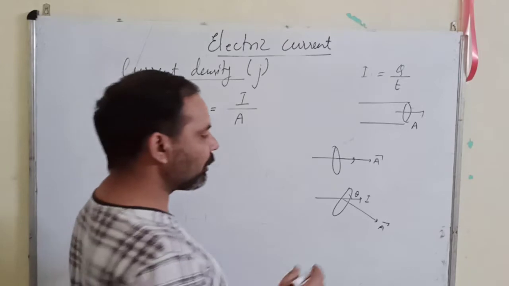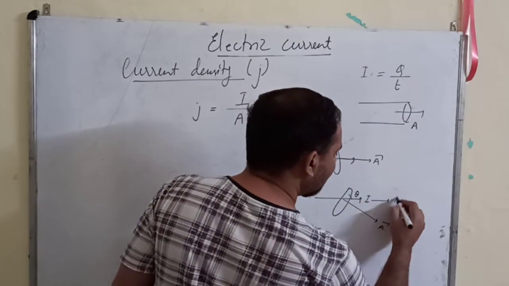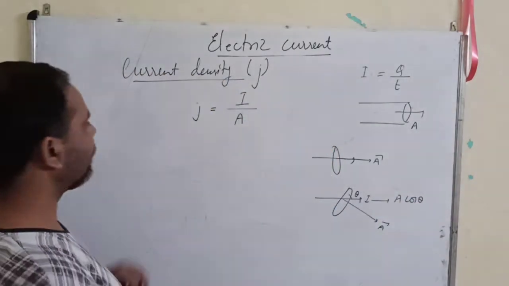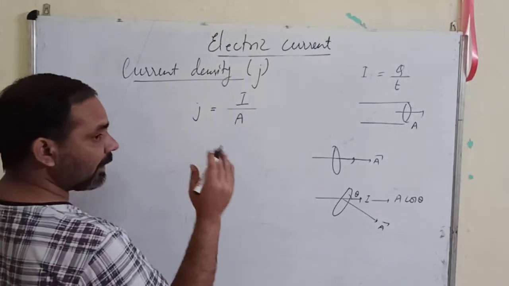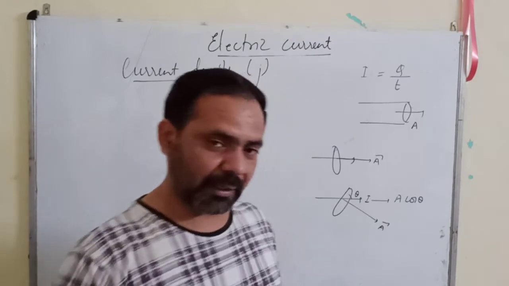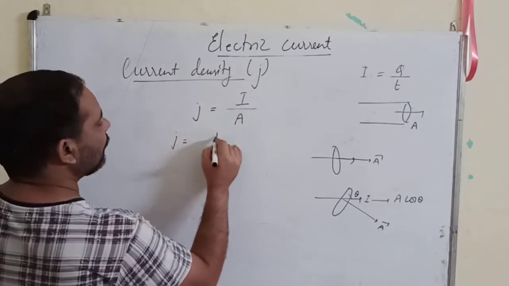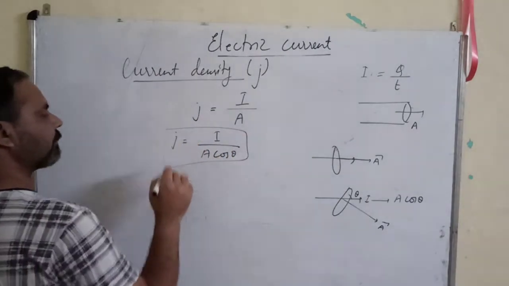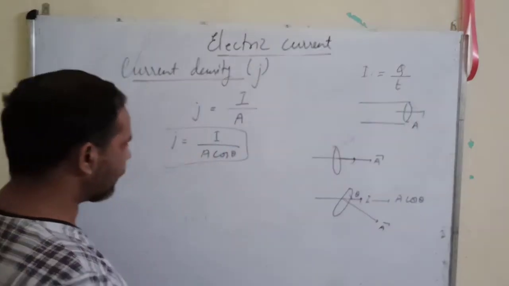So what we will do, we will take the component of area along the direction of I, and that will be A cos theta. So in case your area is not perpendicular to the direction of current, or simply you can say in case the area vector is not along the direction of the current, then J is equal to I upon A cos theta. J equals I upon A cos theta.